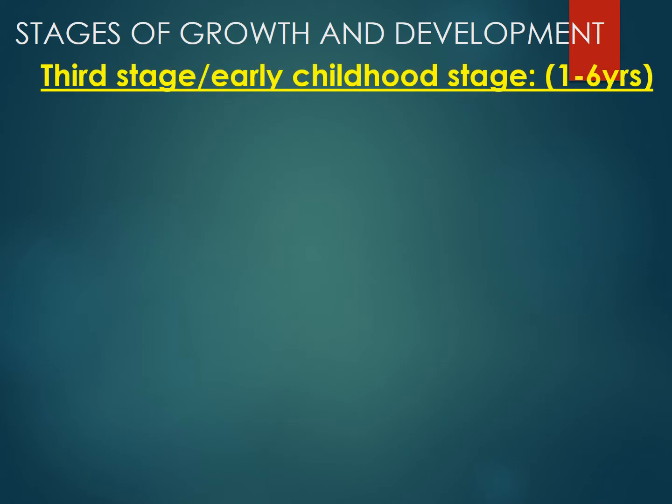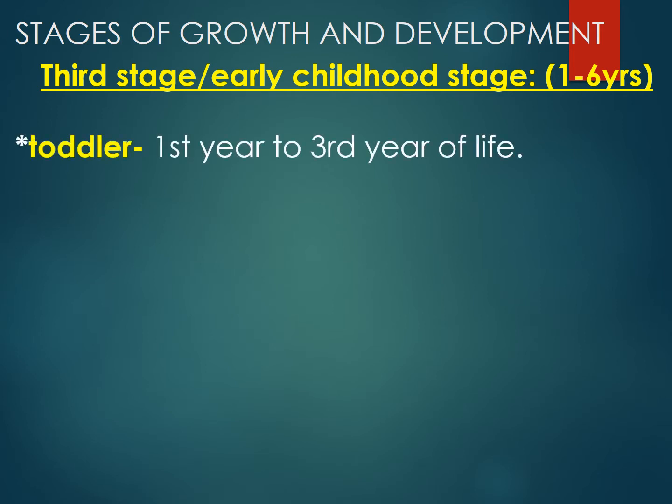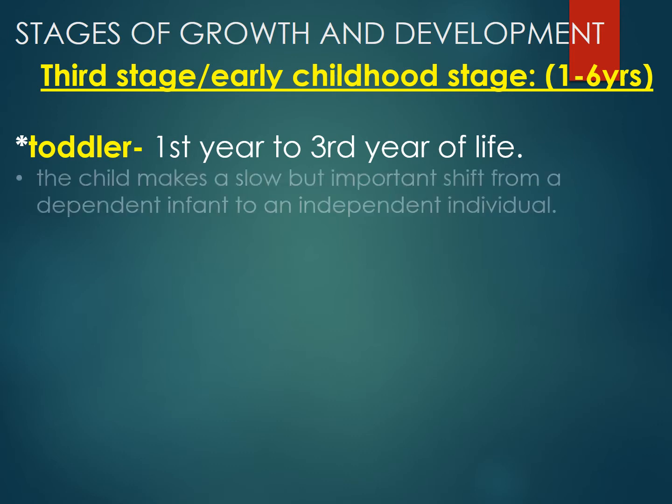We also have the third stage, which is what we call the early childhood stage. And this happens during the first year up to the 6th year of life. When we talk about toddlerhood, this pertains to the first year to the 3rd year of life. So toddlers po ang tawag natin pag yung isang individual is 1 year old up to 3 years old.